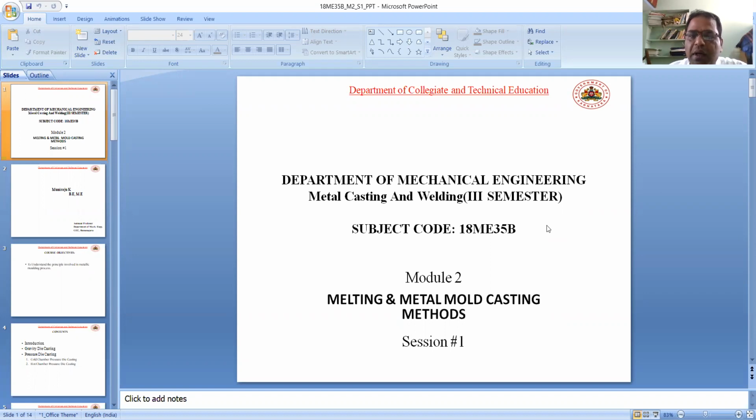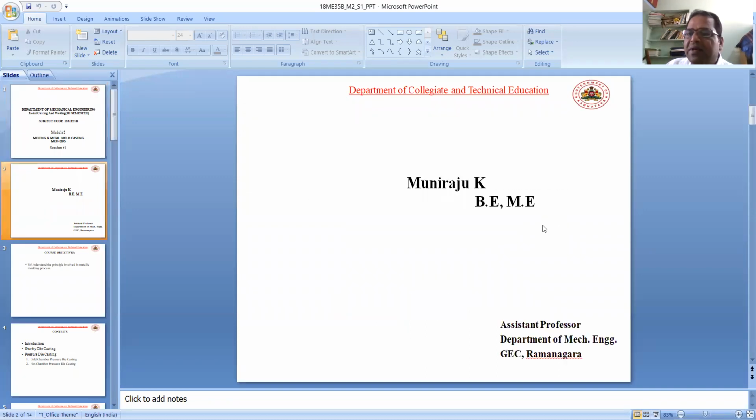Module 2, chapter is melting and the metal mold casting methods. Session 1, myself is Muniraju K, Assistant Professor, Department of Mechanical Engineering, Government Engineering College, Ramanagara.